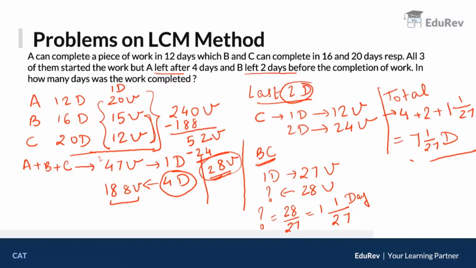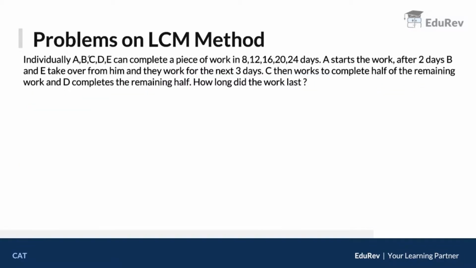Now let's move on to the next question. Individually, A, B, C, D, E can complete a piece of work in 8, 12, 16, 20, 24 days. A starts the work. After 2 days, B and E take over from him. They work for the next 3 days. And then C completes half of the remaining work and D completes the remaining work.